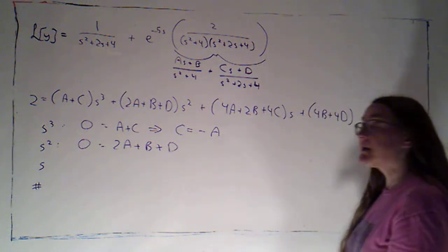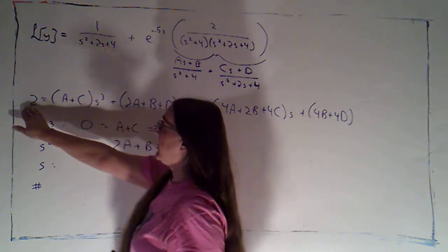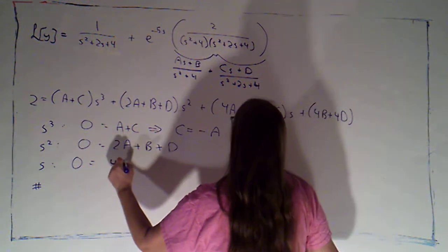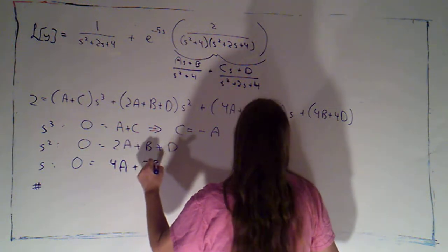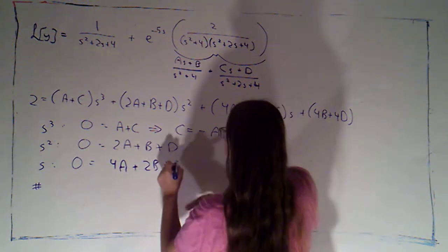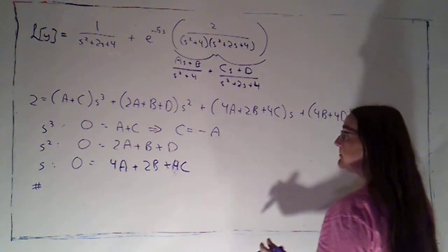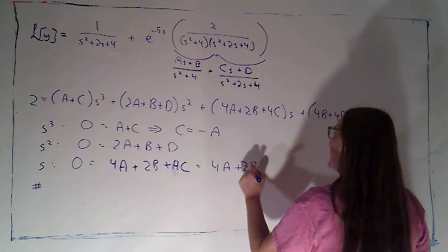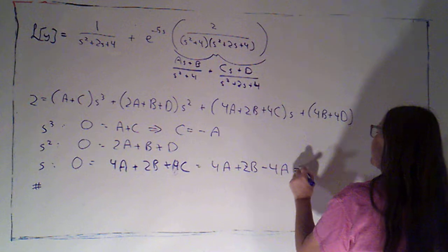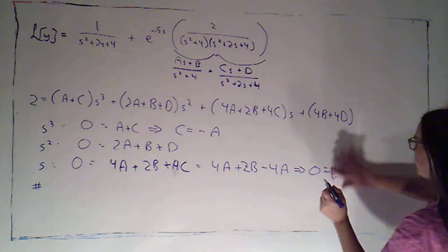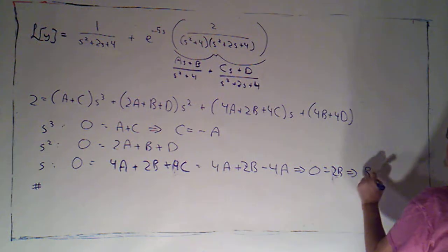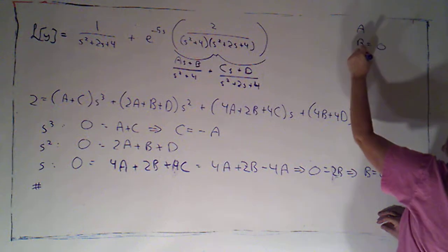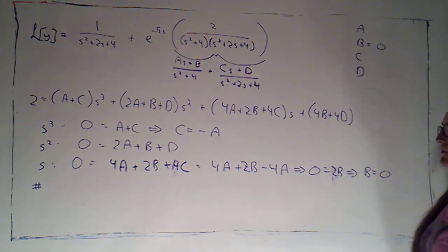Okay. If I look at the number of s's, on the left-hand side I have none. On the right-hand side I have 4a plus 2b plus 4c. I'm liking that because c is the opposite of a. So that's 4a plus 2b minus 4a. So that's telling me that 0 is equal to 2b. That's telling me that b is equal to 0. So as I solve for these things, let's record them. I've now got that b is equal to 0, and I've still got to solve for the remaining ones.